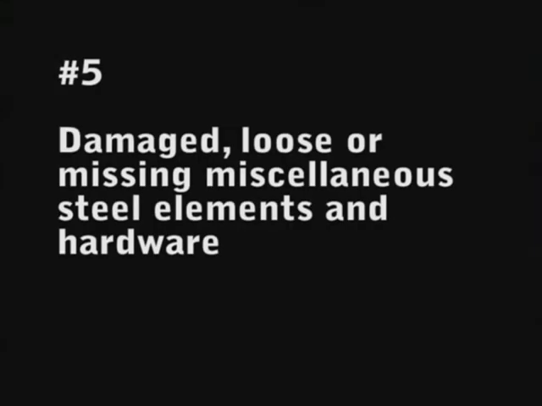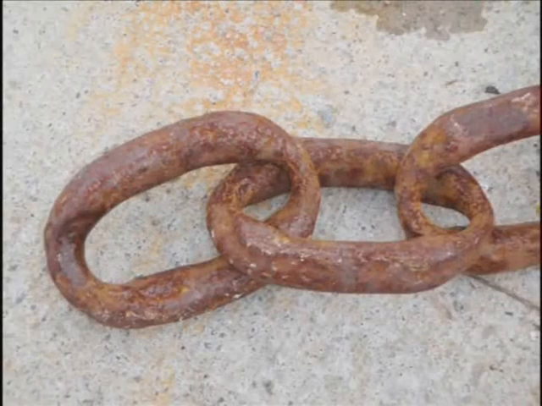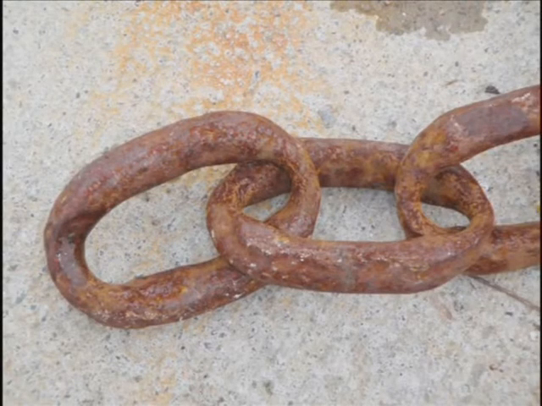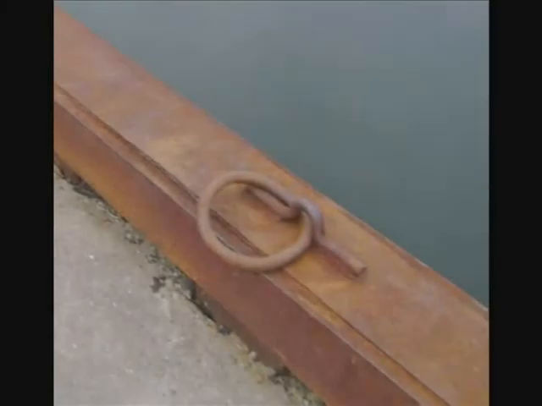To identify if you have damaged, loose, or missing miscellaneous steel elements and hardware, look for missing, bent, or loose ladder rungs, missing or broken chains, wire ropes, shackles, bolts, or brackets. Look for broken or missing mooring rings or cleats.